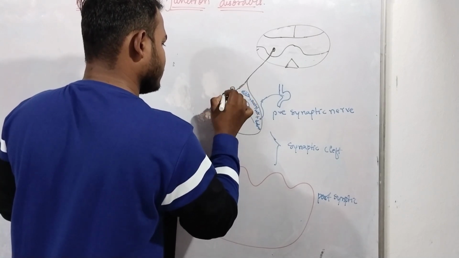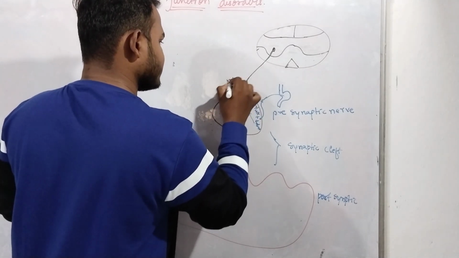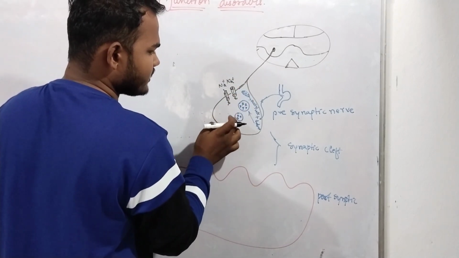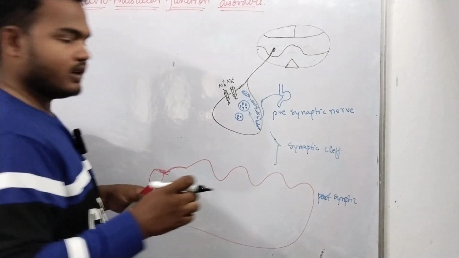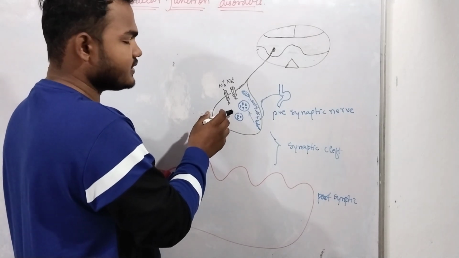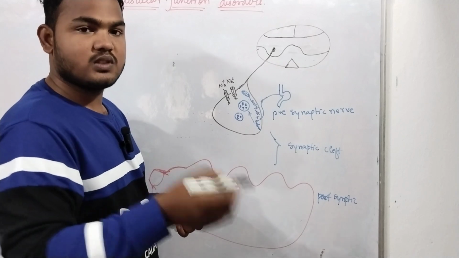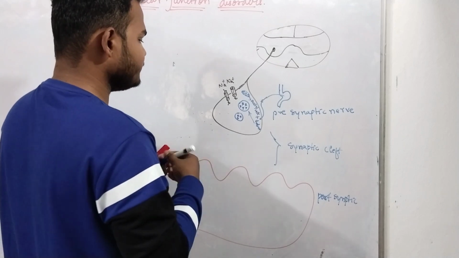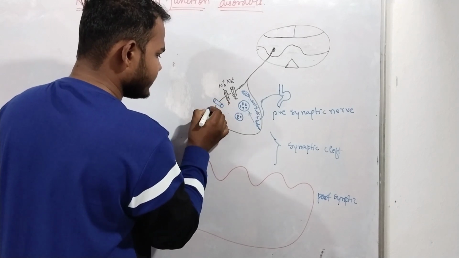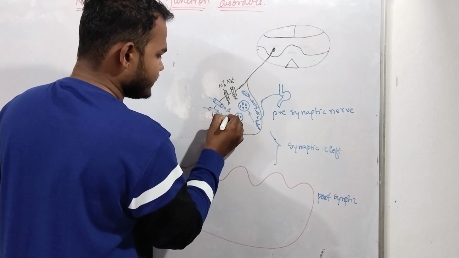Here some sodium channels are there on the surface of the nerve ending. When there is a sodium influx, this sodium influx leads to an increased positive charge in the nerve, and that leads to the voltage-gated calcium channels opening. Voltage-gated calcium channels will open, and there is an influx of calcium.